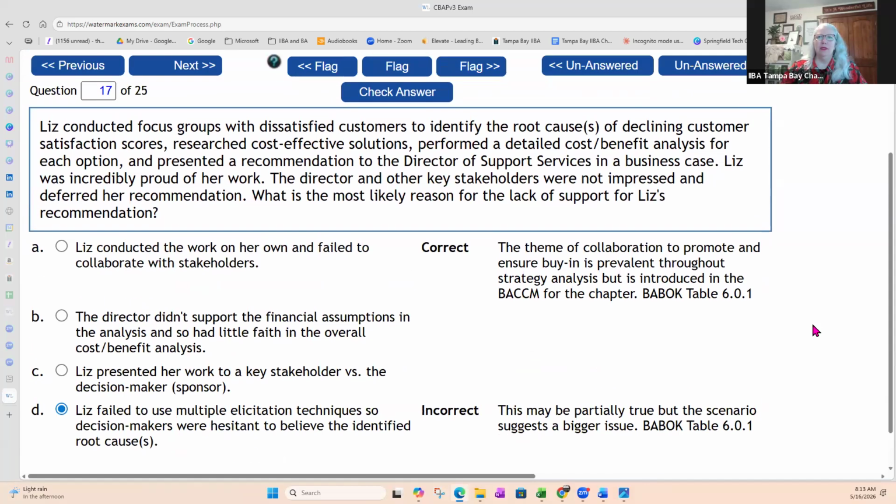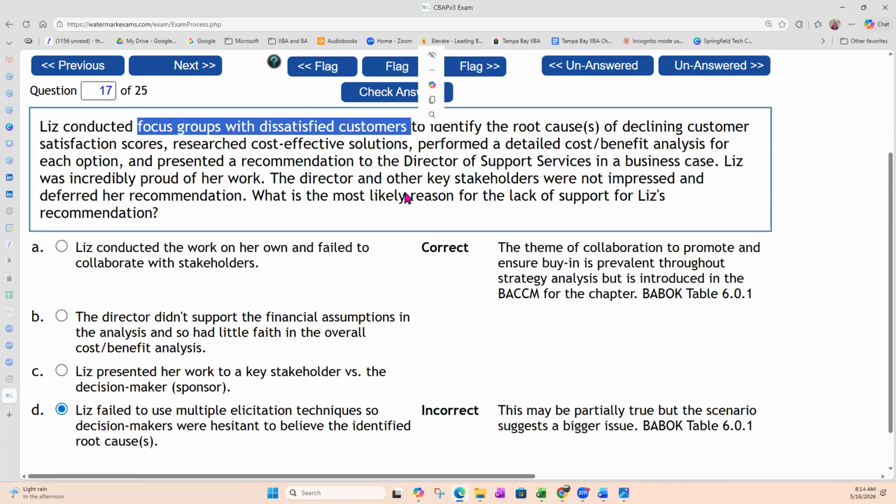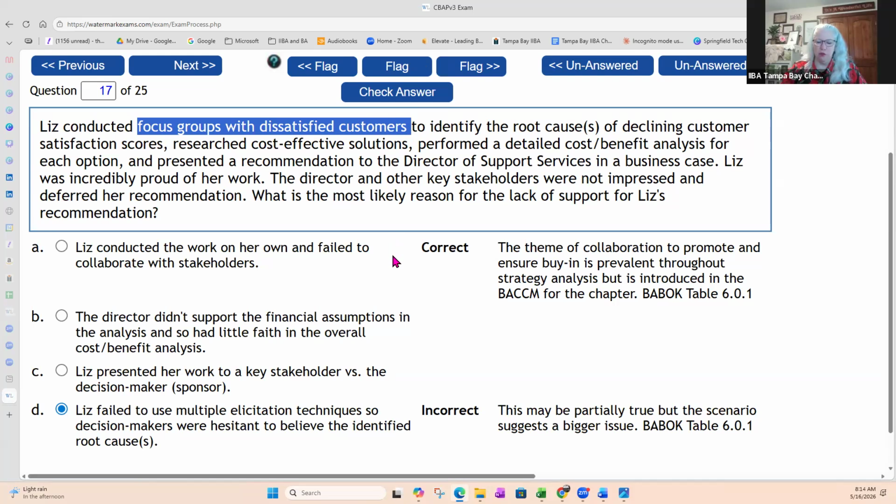Okay, so the scenario suggests that there's a bigger issue, right? Liz conducted this work all on her own. So first of all, I don't like this question. She did all of this work, but she failed to collaborate with stakeholders. She conducted focus groups with dissatisfied customers, and then she went in and did all the rest of it on her own. And that's one reason everyone is like, nah, I don't think you brought in the right people. She didn't confer with SMEs. She just talked to some dissatisfied customers and then went on.